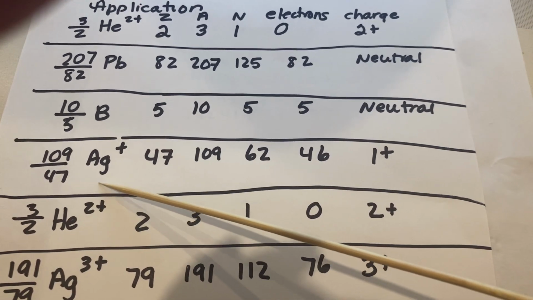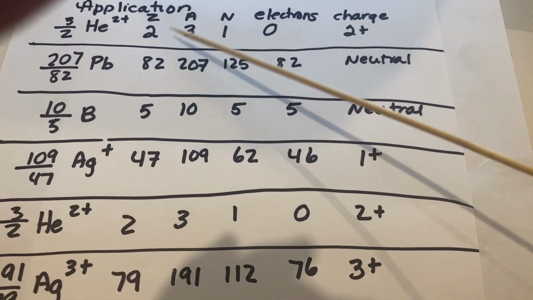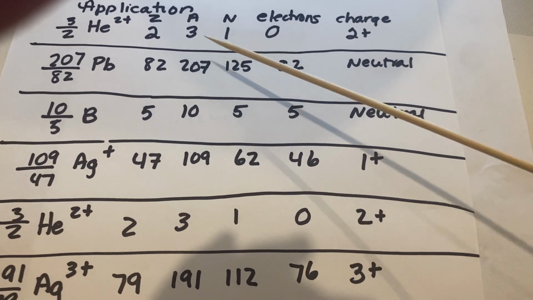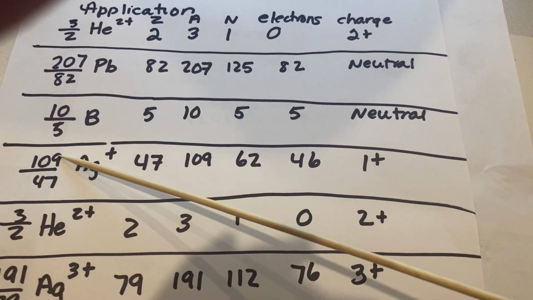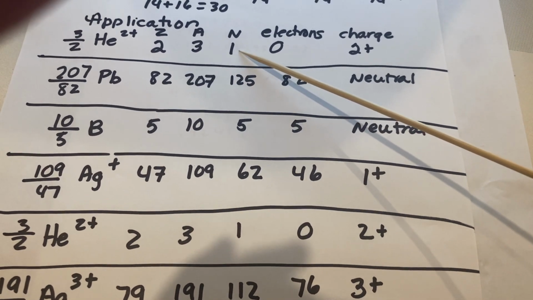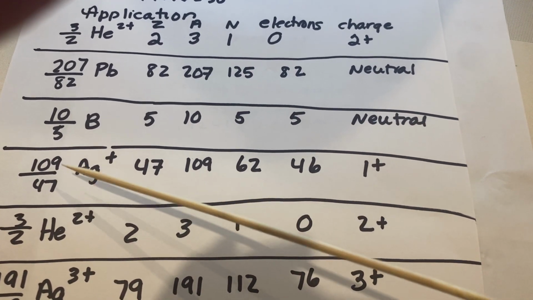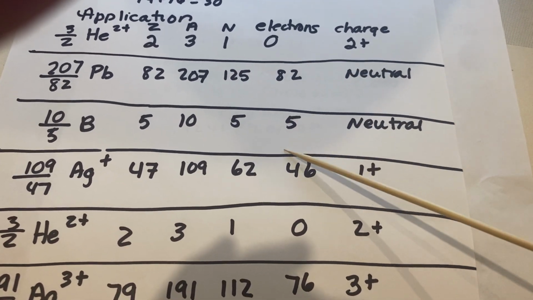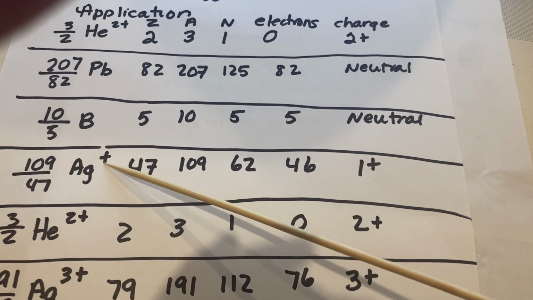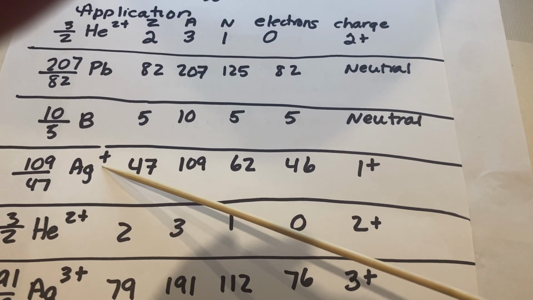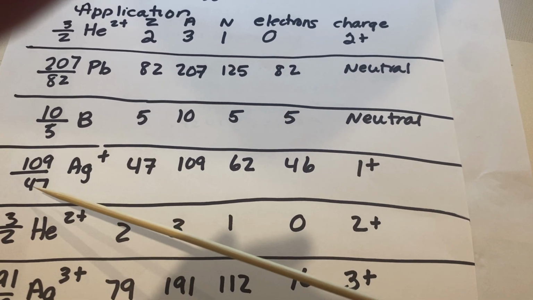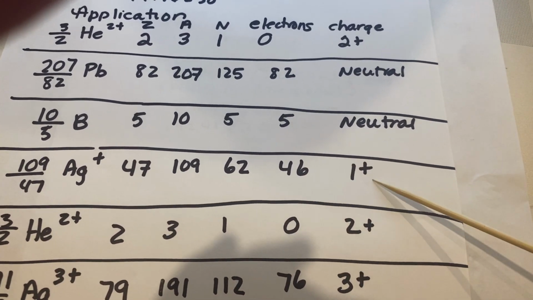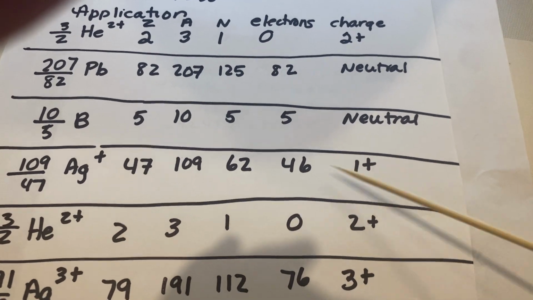Same with the silver, and I think we went over this already. I'll go over it quickly. The Z number is going to be 47. The A number, which is the mass, is 109. The neutrons are going to be 109 minus 47, which equals 62. The electrons are going to be, because there's one positive, one less electron, right? Because electrons make it negative. So instead of 47 as the proton, it's going to be 46. And it's going to have a charge of +1.